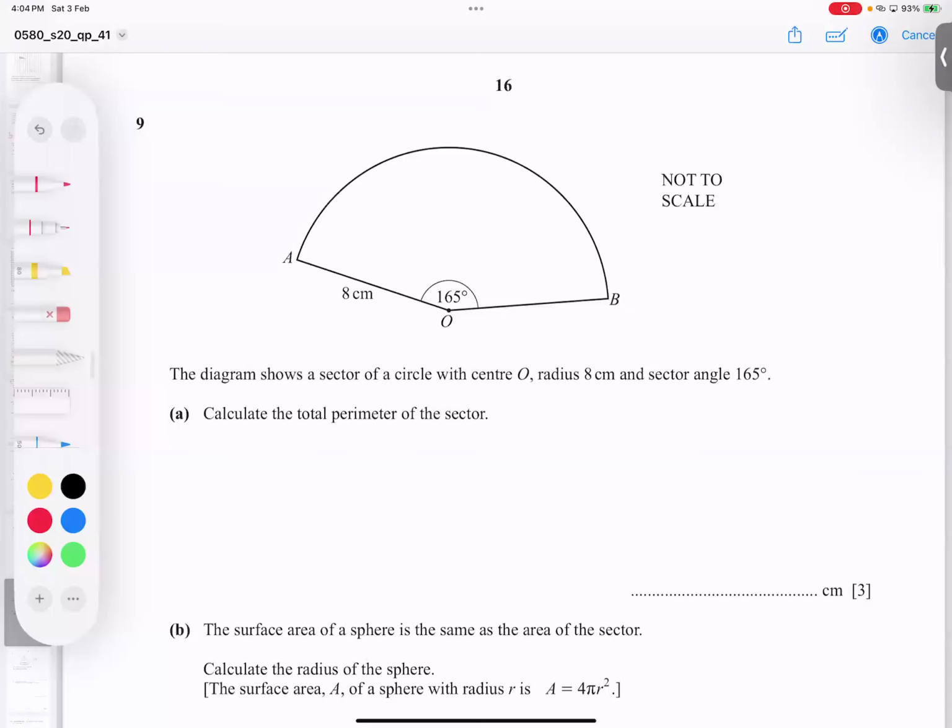Bismillah ar-Rahman ar-Rahim. This is a June 2020 41 variant, question number 9. The topic is mensuration. You can see here the method to do O level mensuration, and have a look here.